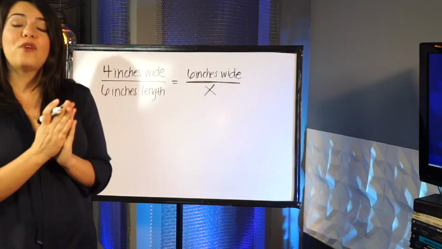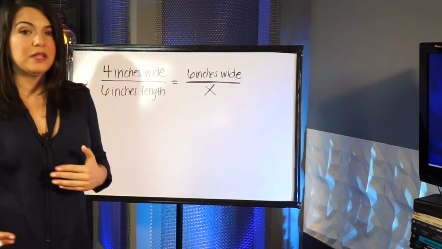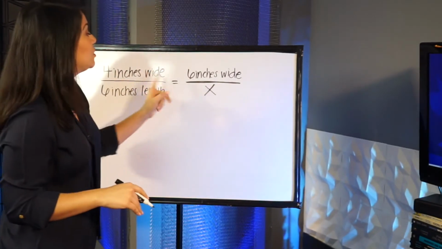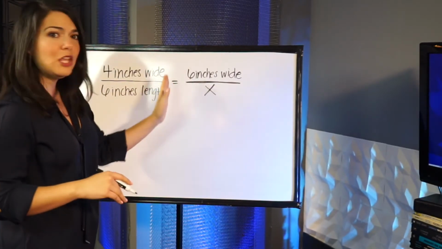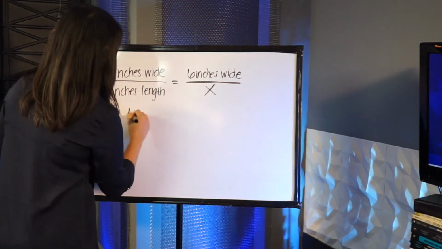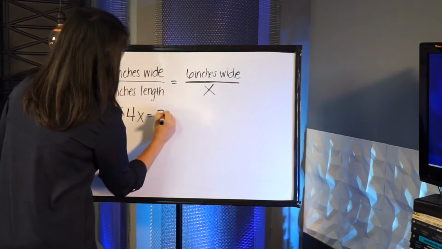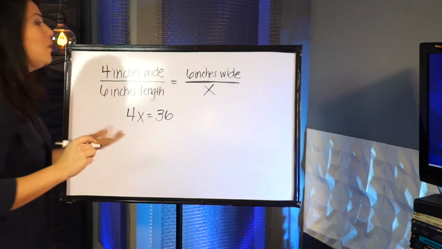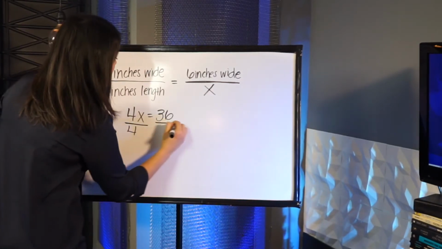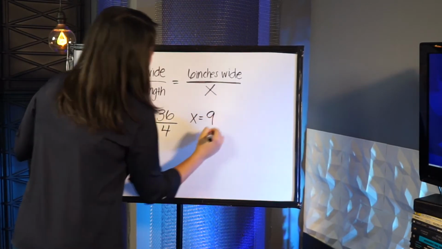Whenever we have two fractions equal to each other, we can always cross multiply, no matter what the scenario is. If there's nothing else multiplied to them or added to them, and they have an equal sign in the middle, just cross multiply them. So 4 times x is 4x, and 6 times 6 is 36. Easy, right? So now we have to solve for x. We do that by dividing by 4, and we get x equals 9.